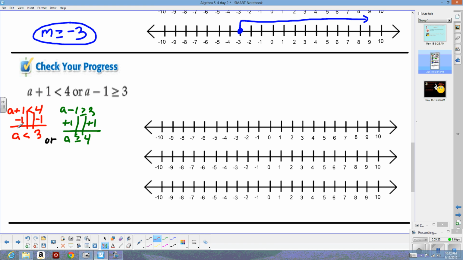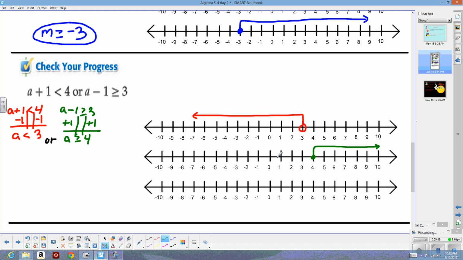So let's first graph the numbers less than 3. We'd put an open circle on the 3, and the numbers less than 3 go to the left. Now we're going to graph the numbers greater than or equal to 4, which means we are going to fill in the circle on 4 and go to the right because those numbers are greater than or equal to 4.